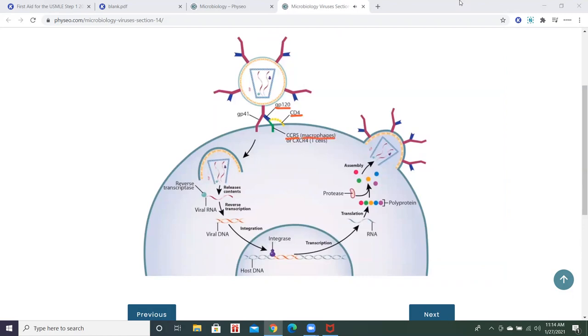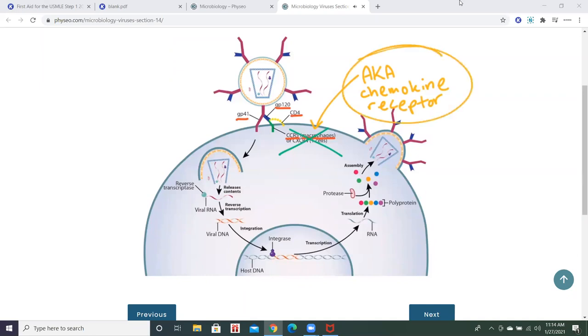This, along with GP41, allows the virus to enter the cell and cause infection. Therefore, a mutation in the co-receptor essentially prevents HIV from entering the cell and causing infection. It's also worthwhile knowing that the co-receptor may also be referred to as a chemokine receptor. This is high yield, so I'll say it again. The CCR5 or CXCR4 coreceptors may also be referred to as the chemokine receptors.